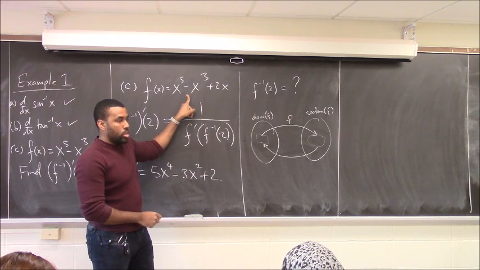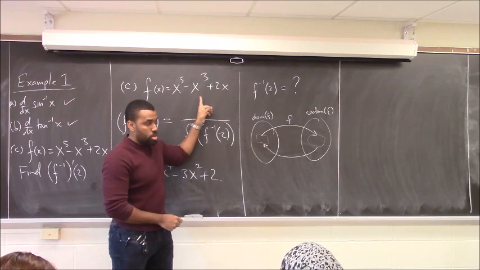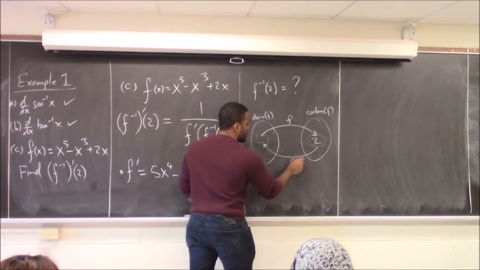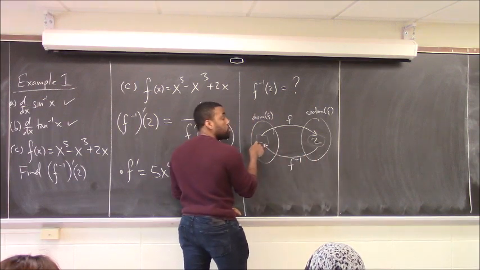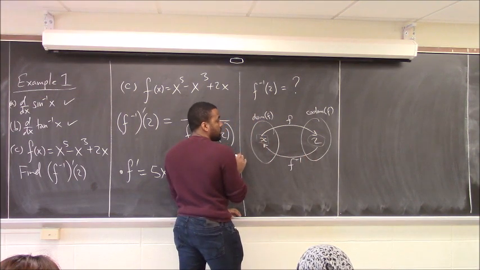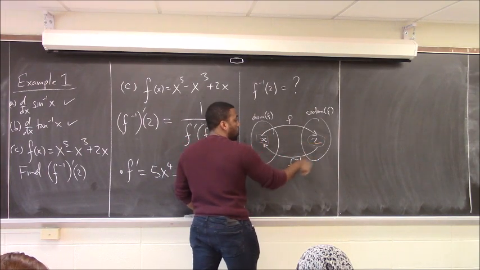Not an input. You wouldn't plug in 2 here. That 2 is an output of f. So something over here is 2, and your f inverse is going to take that 2 and move it back to that original thing. So there was some x value that when I plugged it into f, the output was 2. I need to figure out what that x value was.